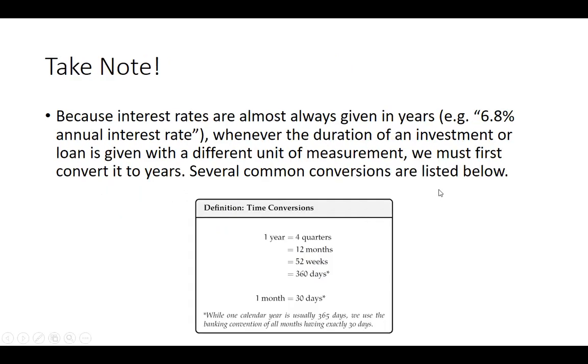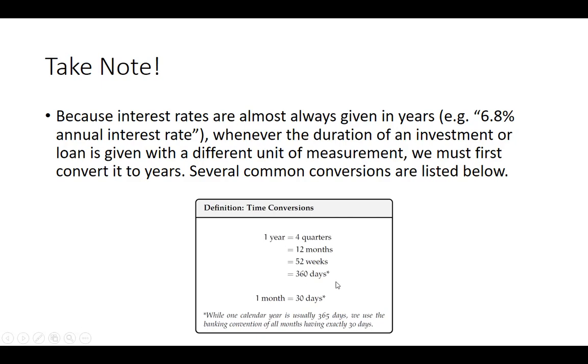Because interest rates are almost always given in years, for example, a 6.8% annual interest rate, whenever the duration of an investment or loan is given with a different unit of measurement, we must first convert it to years. Several common conversions are listed below. So 1 year could be 4 quarters, it could be 12 months, it could be 52 weeks, or it could be 360 days.